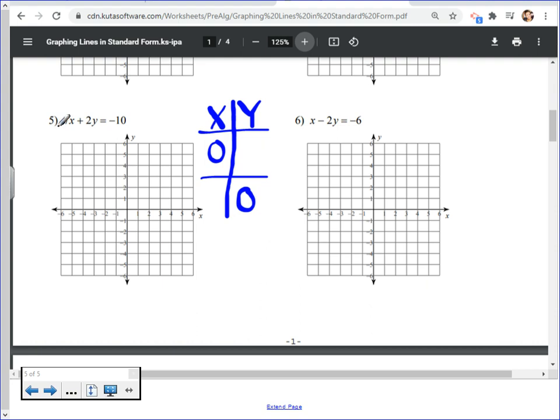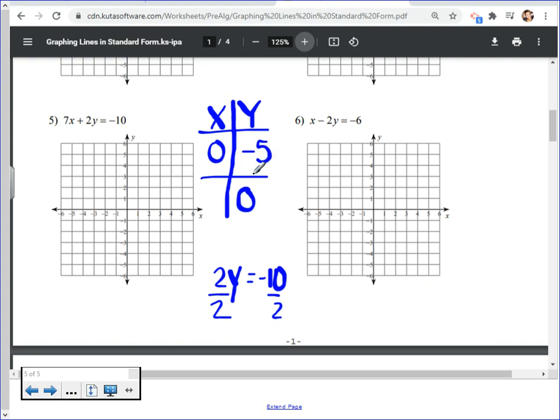When I make X 0, 7X actually goes away. So if 7X goes away, you're left with 2Y equals -10. That's a one-step equation, a 6th grade math standard. All I have to do is divide by 2 on both sides, and what number would I end up getting for Y? -5.